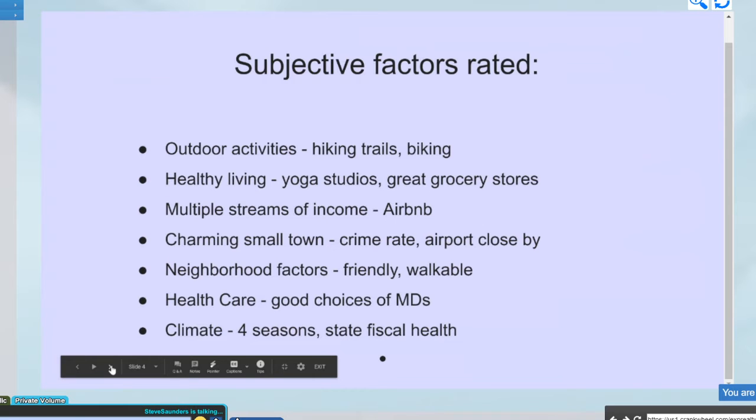First, for the subjective factors, these are the ones that we looked at, Lynn and I, and they included outdoor activities such as hiking and biking. And then we went to healthy living, multiple streams of income, charming small town, neighborhood factors, friendly, walkable, that type of thing, healthcare, and then climate. We wanted a 4-season climate. Again, these are completely subjective to you.